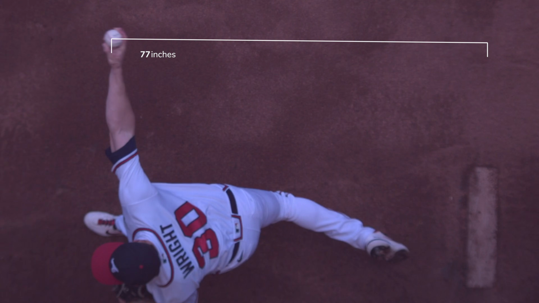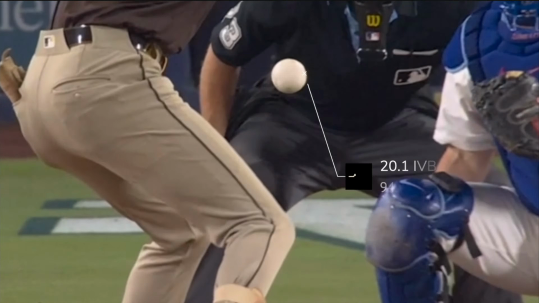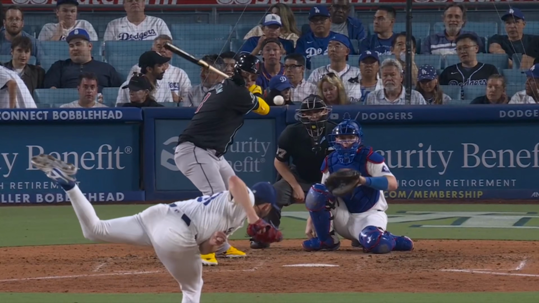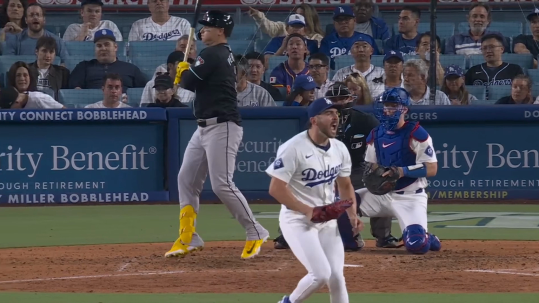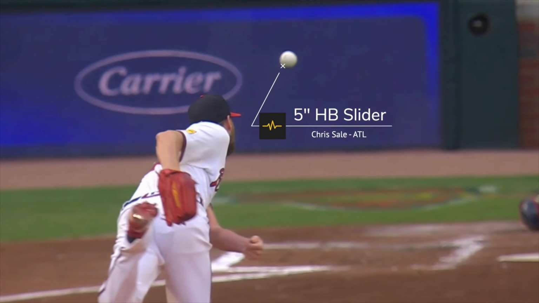Extension that you can see here is going to be the ground gained towards home plate when delivering a pitch. Induced vertical movement here is going to be the effects that you have by the force applied to the baseball relative to the straight line pitch. As it was with induced vert, horizontal movement is the movement produced by the force applied to the baseball relative to the straight line out of hand.